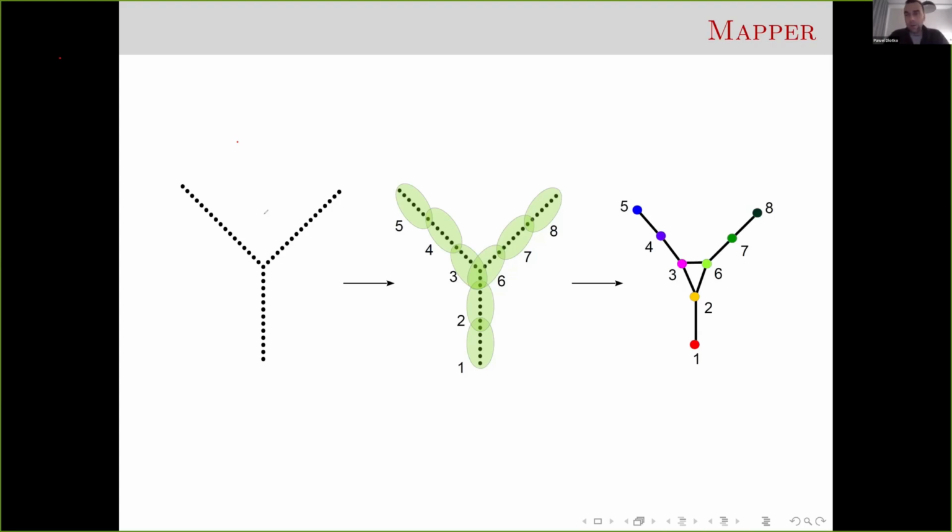So those are the classical tools of feature extraction and visualization.